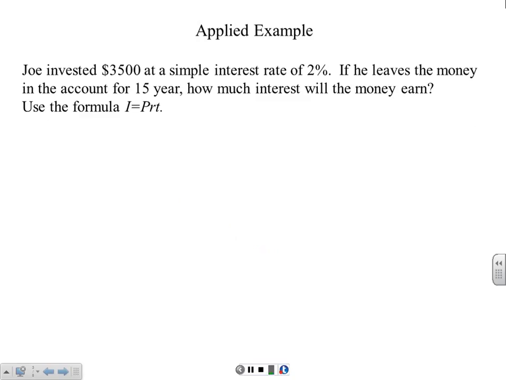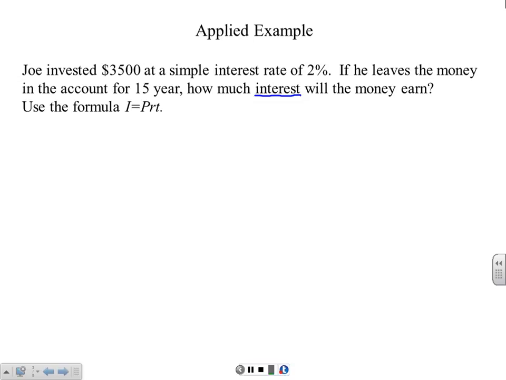Okay, so here's another one. Joe invested $3,500 at a simple interest rate of 2%. If he leaves the money in the account for 15 years, how much interest will the money earn? So again, with these problems, you may want to read them a couple of times and definitely make sure you know what you're looking for. We're looking for interest. How much interest will the money earn?